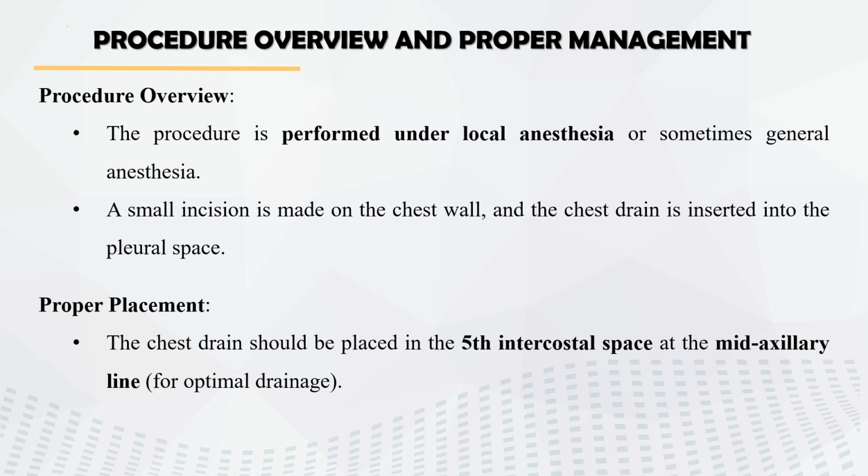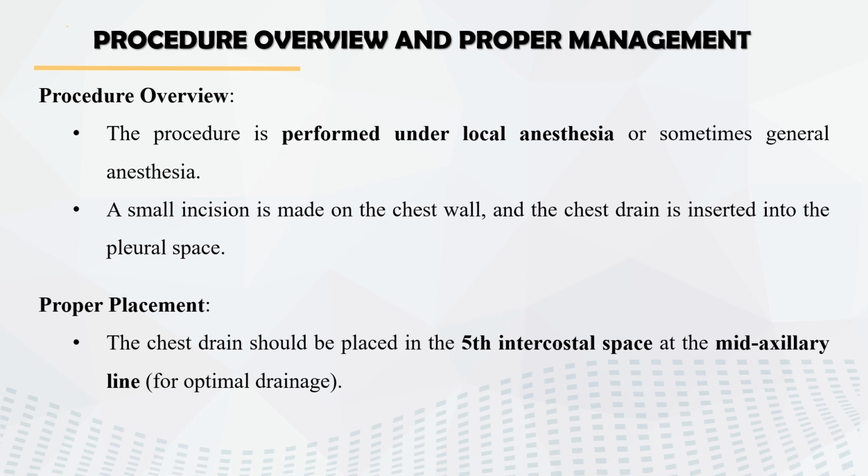Procedure overview and proper management. For the procedure overview, the procedure is performed under local anesthesia or sometimes general anesthesia. A small incision is made on the chest wall and the chest drain is inserted into the pleural space. Now, for proper placement, the chest drain should be placed in the fifth intercostal space at the mid-axillary line. This is to ensure that there is optimal drainage.